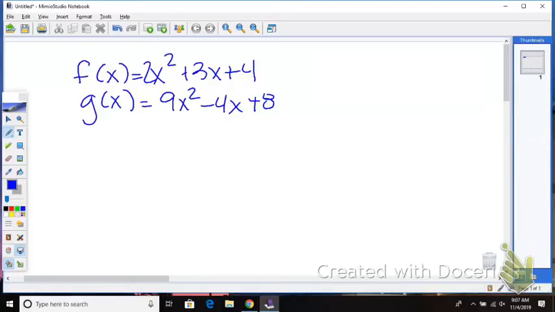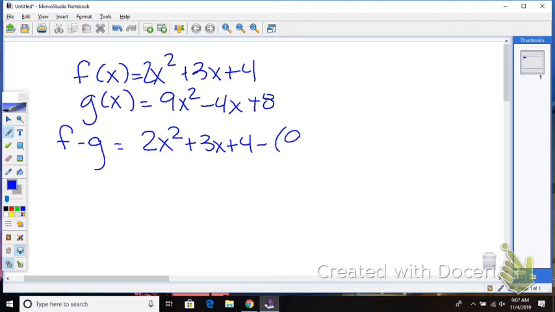I don't have much today, but let's start with the bell ringer. If I'm going to subtract these two, what must I do? Change all the signs in g of x. Okay, so I've got 2x squared plus 3x plus 4 minus parentheses 9x squared minus 4x plus 8. And you guys said distribute this.